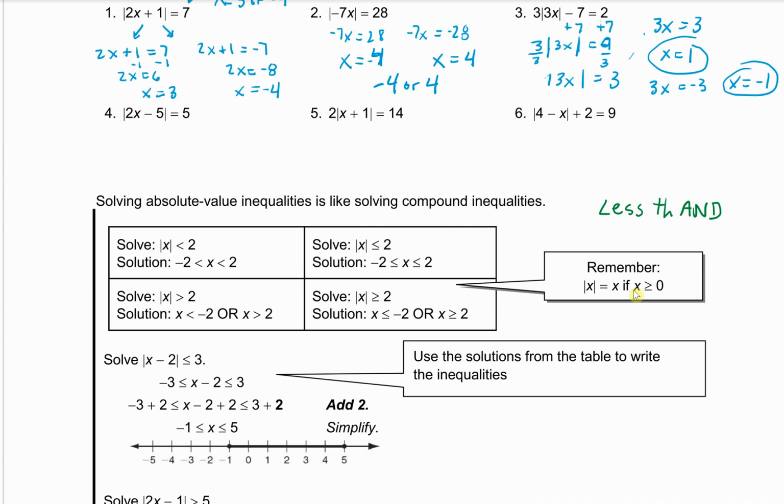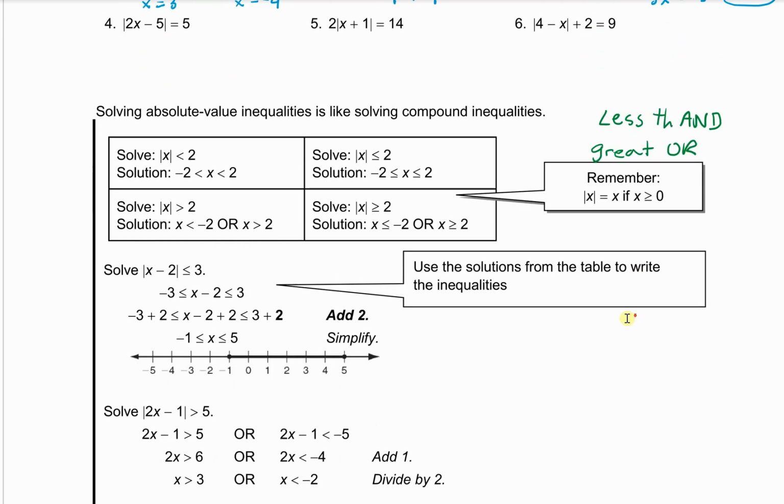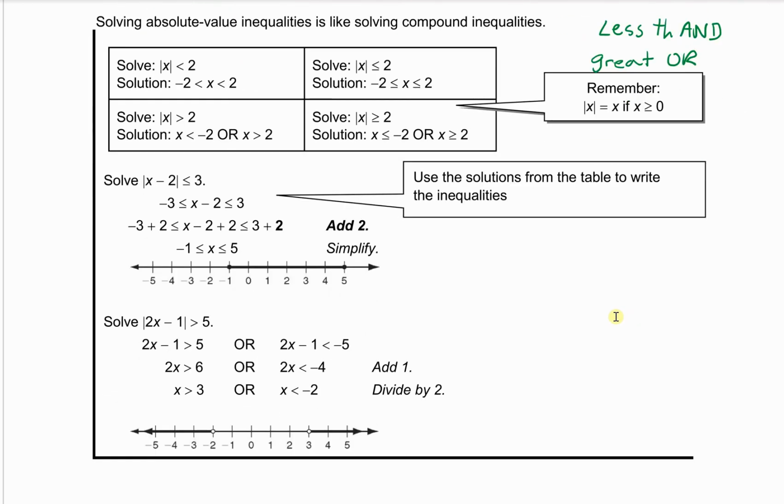So you see less than, whether it's less than or equal to, it's going to be an and. And if it's greater, think greater, right? So greater, it's greater than, you're going to have an or situation. And here's some examples here. These are in the reteach. This is basically a copy of the reteach, so I'm not going to go back and show you those.